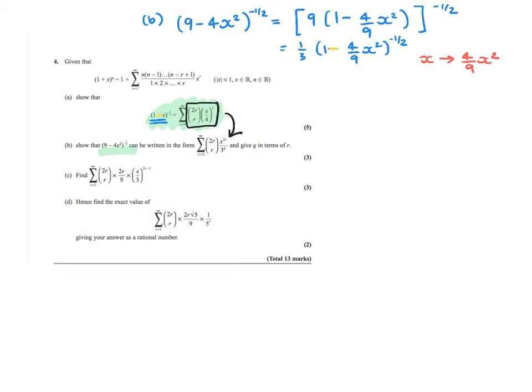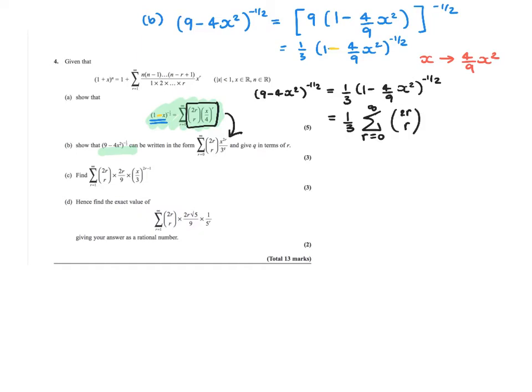So let me start writing this out. So 9 minus 4x squared to the negative a half can be written as 1/3 1 minus 4 ninths x squared to the power of negative a half, which is 1/3 of the sum between r equals 0 and infinity of 2r choose r.